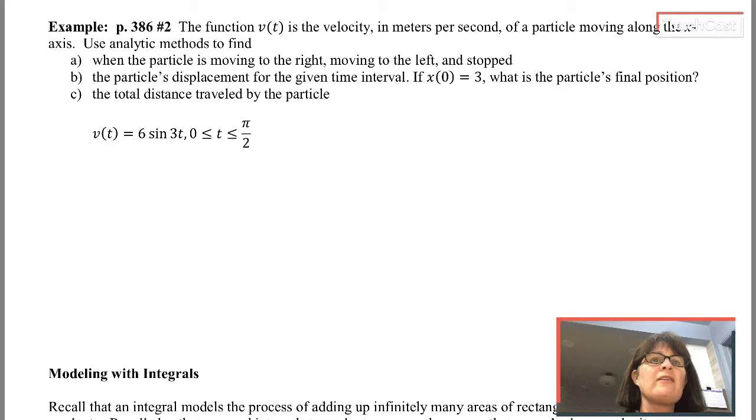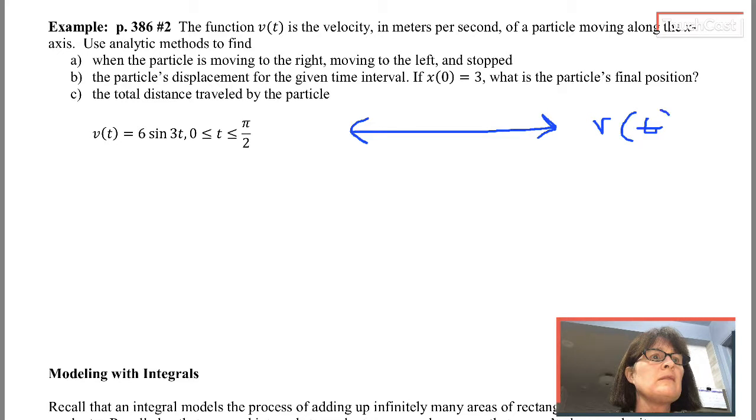So part A, this is a question we could have answered back in chapter 3 or 4. I care when the particle is moving to the right, that's when velocity is positive. So really what I want is a sign chart for the velocity. To make a sign chart for a quantity, I need to know when that quantity is equal to 0. So I'm going to start by figuring out when the velocity is 0.